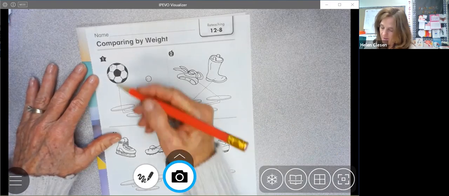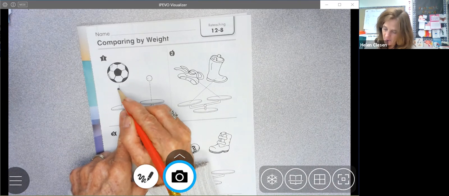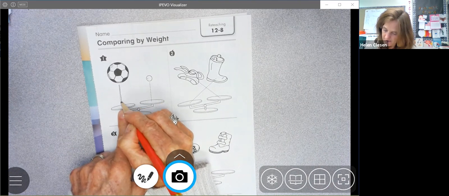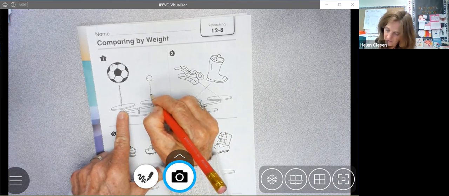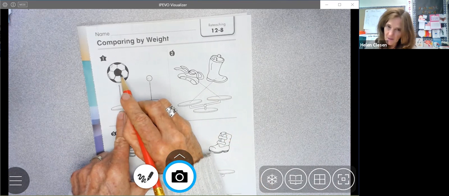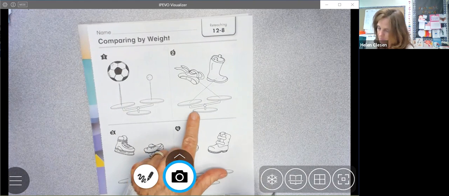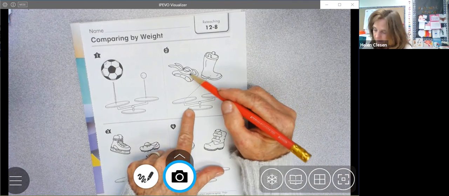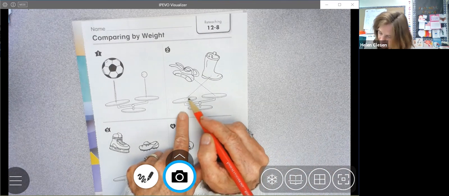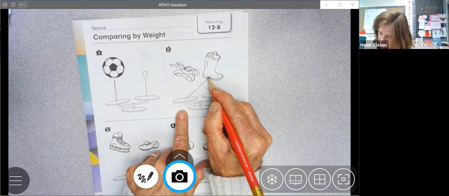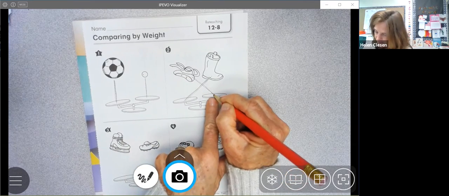So right here, this scale is tilted down and this is up. A soccer ball is pointing here because it is going to push the scale down more than this little bouncy ball. This soccer ball is heavier than the bouncy ball. On number 2, if you have a ballet slipper and you have a big rain boot, this scale is pushing down. So this is where the heavy one goes. And my ballet slipper is lighter, so it goes right here.